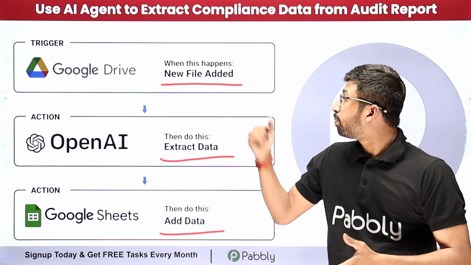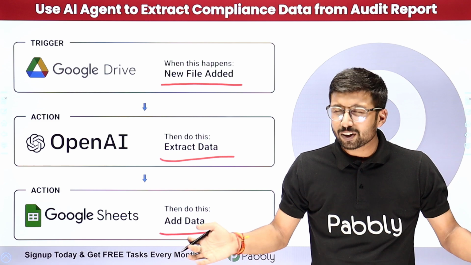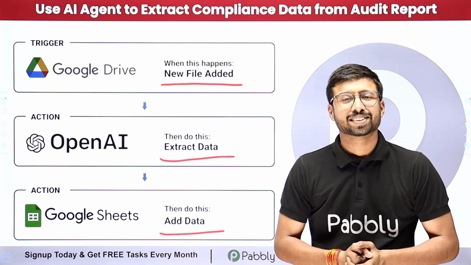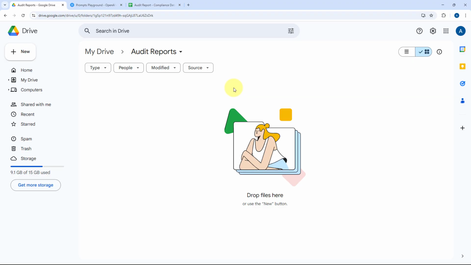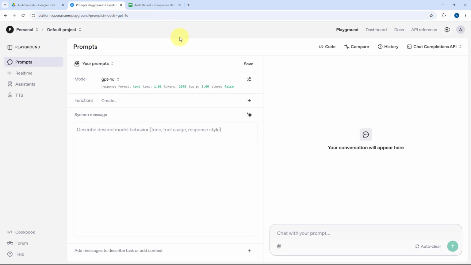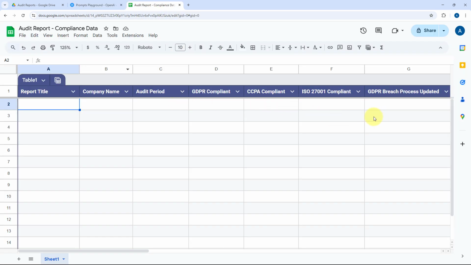Now, if you want to learn how you can build this AI agent all by yourself, let me just take you to my screen. So as you can see, this is my Google Drive folder in which we will be uploading the audit reports. Now, we are going to build an AI agent which will take the new audit reports which we are uploading in this Google Drive folder, and using this AI agent, we are going to send the same audit report PDF to OpenAI. Using OpenAI, we are going to extract the details of the compliance data, and at last, we are going to add all of those details in our Google spreadsheet as a new row.